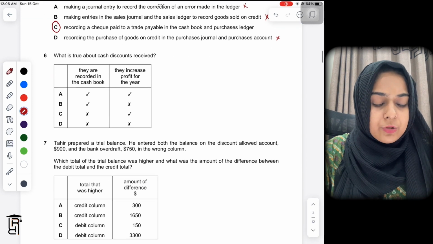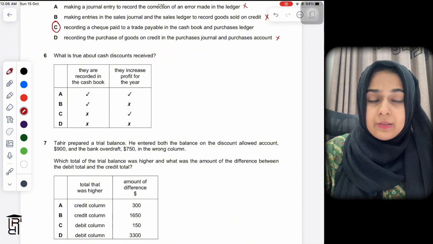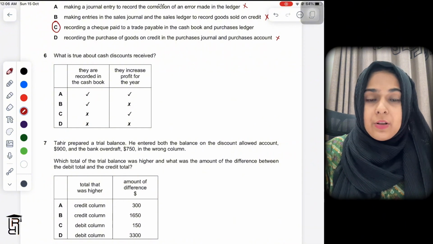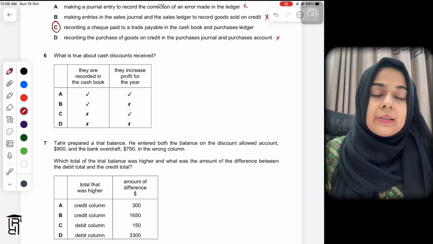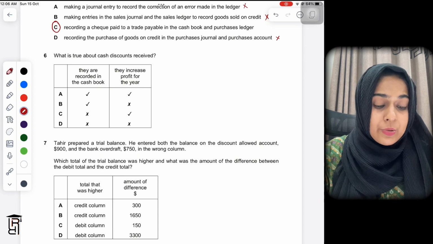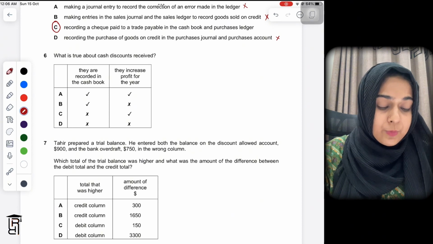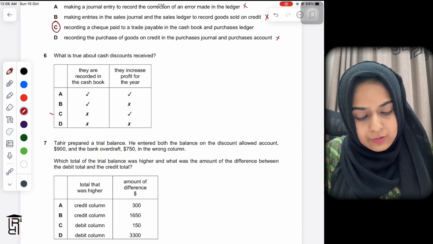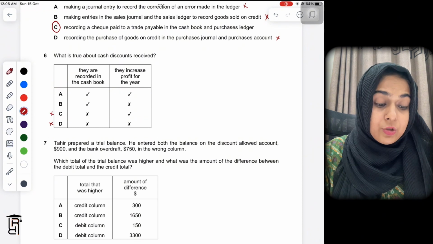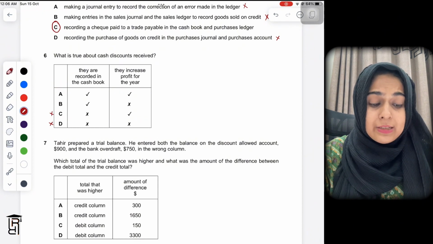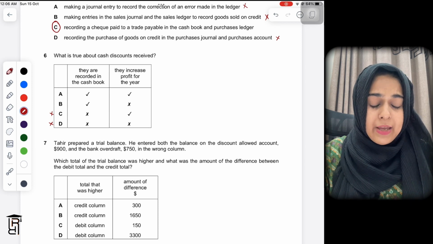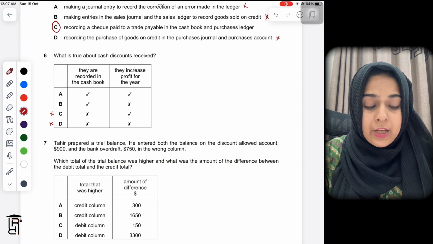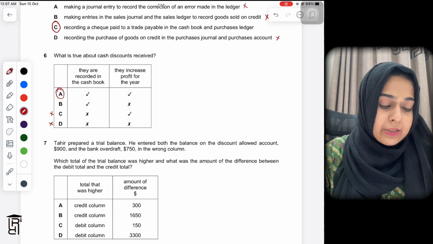Okay, what is true about cash discount receipts? Yes, they are recorded in the cash book, because there are two columns. On the debit side there's a discount allowed column, on the credit side there's a discount received column. So they are recorded in the cash book, yes. So C and D cannot be your answer. Then they do increase profit for the year, because discount received is part of your income, and incomes are added to your profit, so it is added to gross profit.